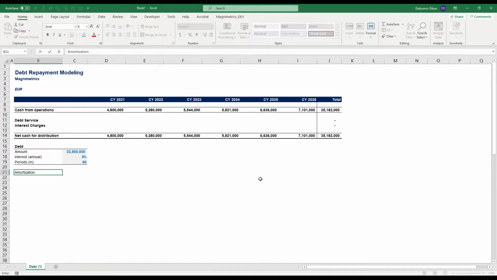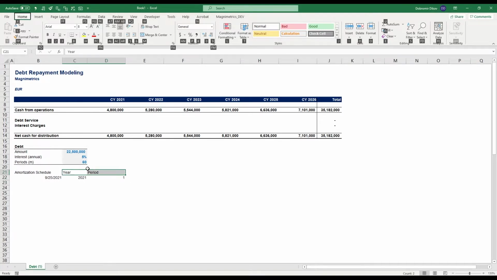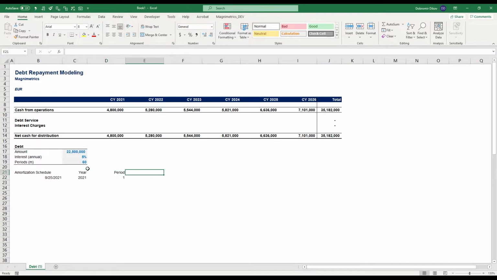Okay, let's start building our amortization schedule. So here we'll have the date. Let's start at 25th of September. Let's say it's going to be our first repayment. Then we need the year. It's going to be easier to sum those up here. It's going to be equal to year. Then we need the period number. Let's align those to the right.